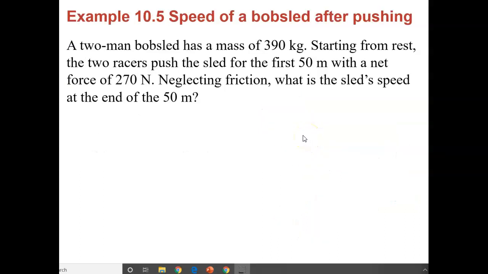All right. So with this bobsled, it has a mass of 390 kilograms. Starting from rest, the two racers push the sled for the first 50 meters with a net force of 270 newtons. We want to figure out the sled's speed at the end of 50 meters.